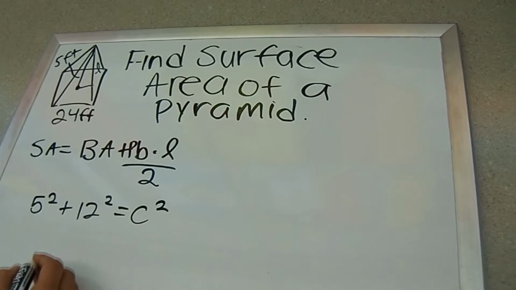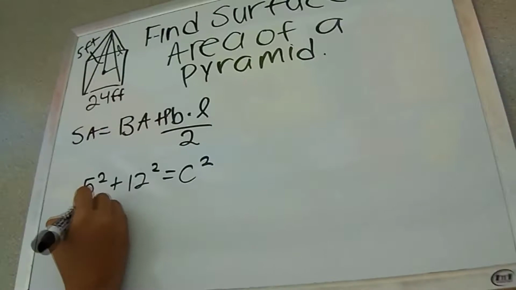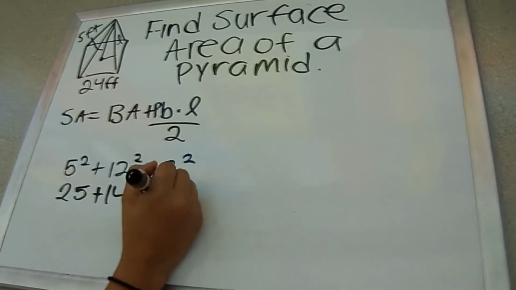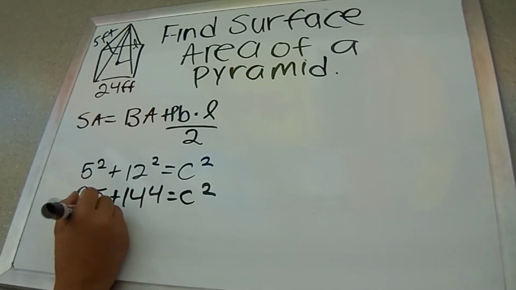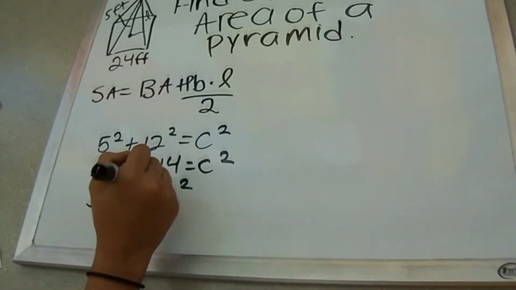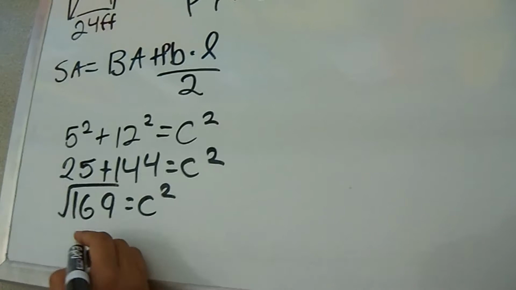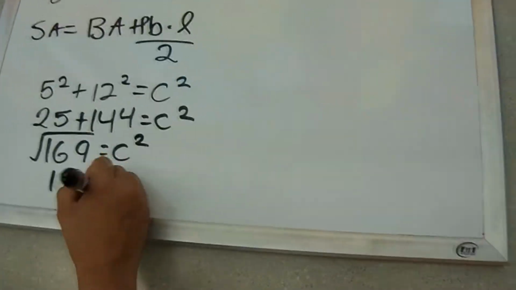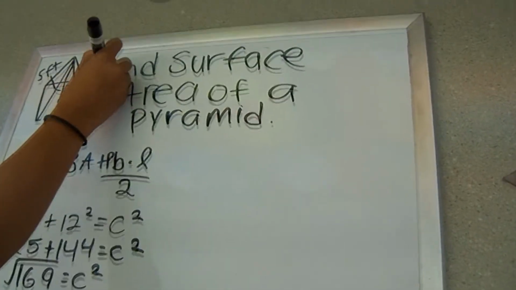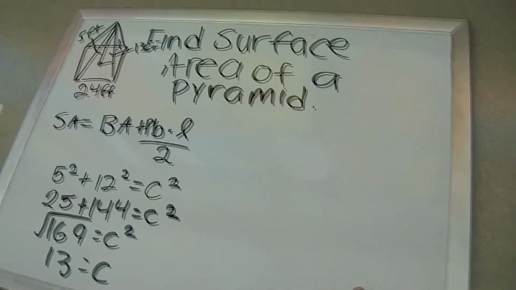And then from there we would get 25 plus 144 equals c squared. And then we add it together and we get 169 equals c squared. Remember, this would always be square root. And then from there you plug it into your calculator and you get 13 equals c. So this part equals 13 feet. And then from there we can just plug it in.